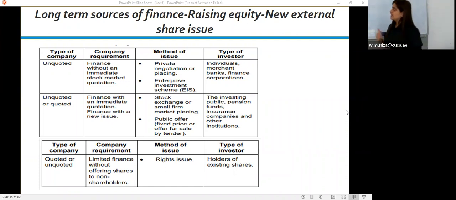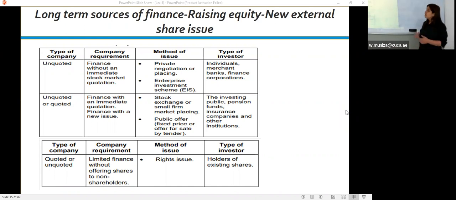As the unquoted companies cannot issue the shares to the general public directly, that is why they take the help of placings, or they can take the help of the Enterprise Investment Scheme, that is EIS. It is again similar to placing. In this case, again, the enterprises are going to take some amount of benefit from the company in order to issue the shares to the general public. So the types of investors who are going to help the unquoted company in this process are individual merchant banks, finance corporations.